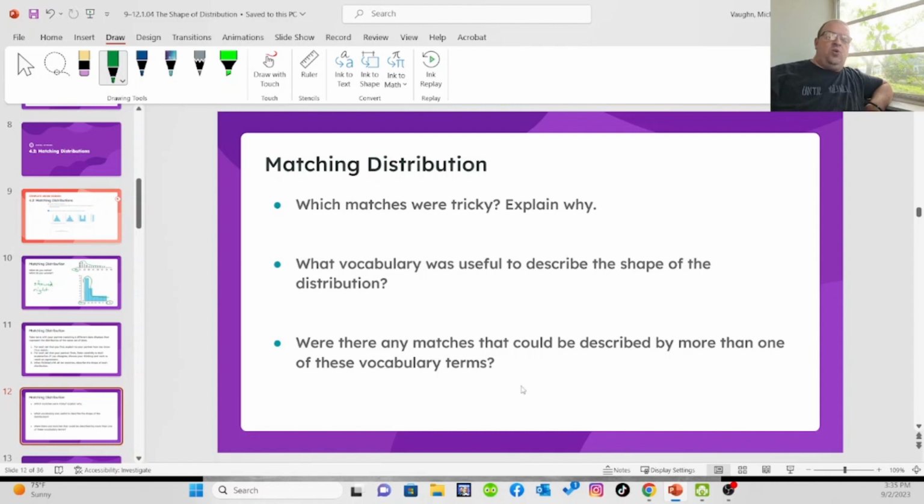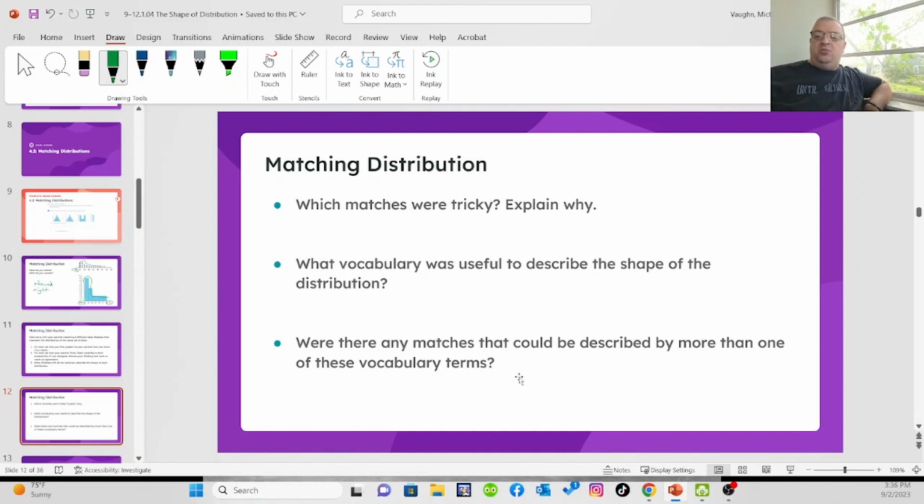And it asks, were there any matches that could be described by more than one of these terms? A lot of time what you're going to see is that you can name something as bimodal or uniform or bell-shaped, and then you can also label it as being symmetrical. Because when we think about symmetrical, we're thinking if I took that shape and folded it in half, would the 2 sides match?